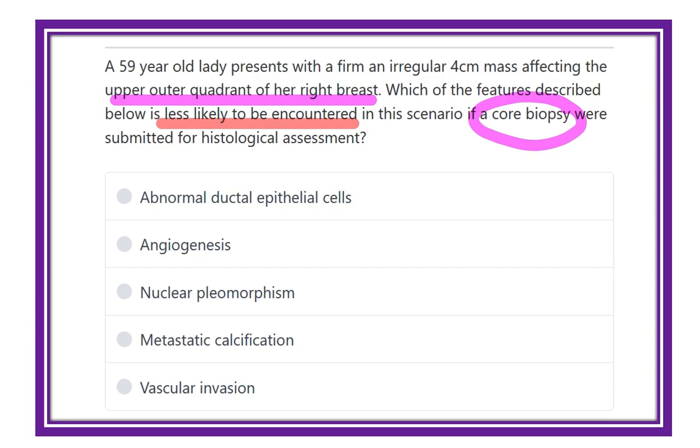which is the upper outer quadrant of the breast. That means this is highly suspicious for malignancy of the breast because it presents upper and outer quadrant. Upper and outer quadrant is the most susceptible for the development of the breast cancer. And the core biopsy taken and the tissue sent for histopathological examination. So which will be less likely, that means which will not be present if we are suspecting a carcinoma. Here the options are the abnormal ductal epithelial cell, angiogenesis, nuclear pleomorphism, metastatic calcification, and vascular invasion.